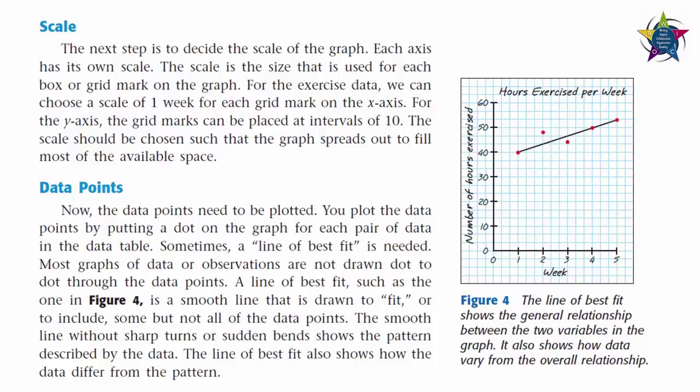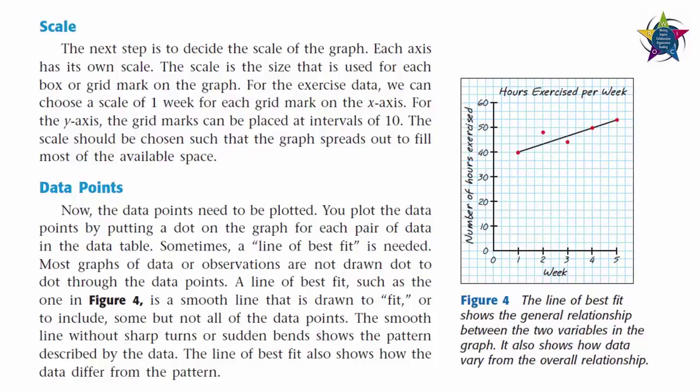Data points. Now, the data points need to be plotted. You plot the data points by putting a dot on the graph for each pair of data in the data table. Sometimes a line of best fit is needed. Most graphs of data or observations are not drawn dot to dot through the data points. A line of best fit, such as the one in Figure 4, is a smooth line that is drawn to fit or to include some but not all of the data points.